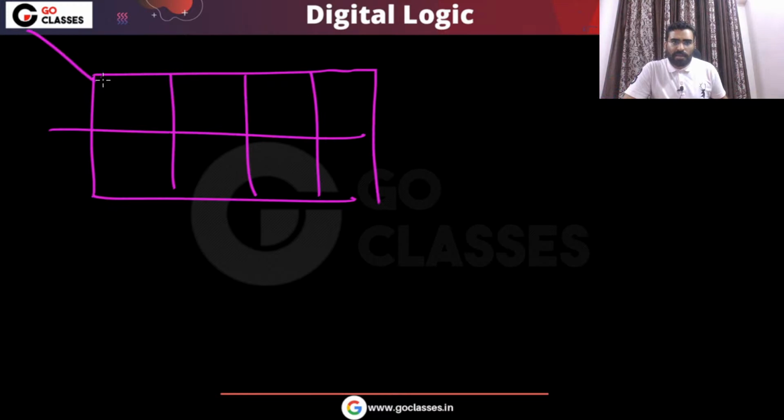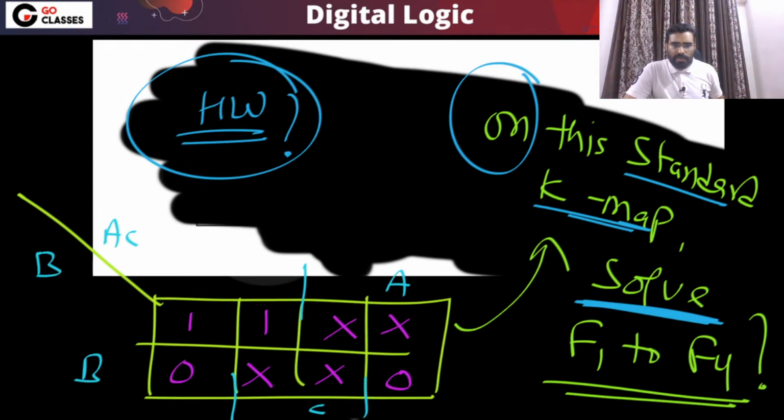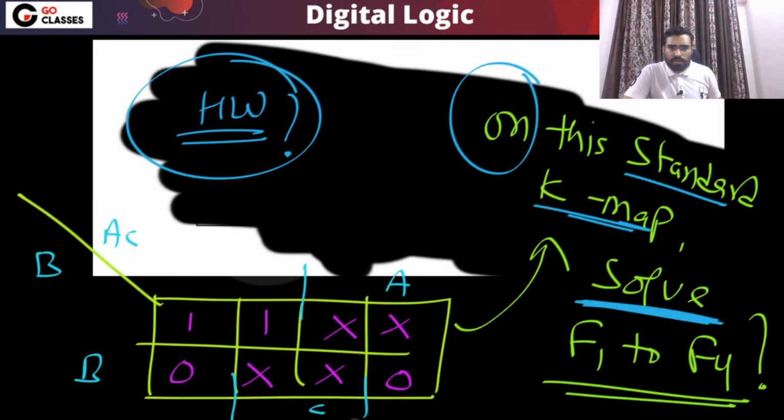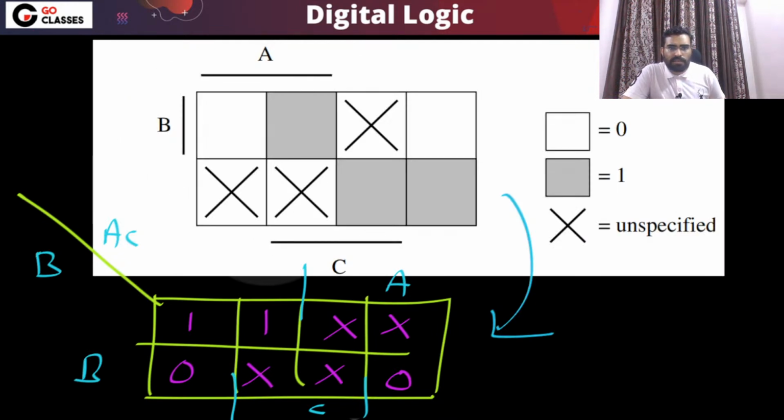Okay, so this is the K-map. In this K-map you can notice this is A, C, B. And what is the K-map? 1, 1, don't care, don't care. 0, don't care. 0, don't care. Sorry, there is some mistake here. There is some mistake in this K-map.